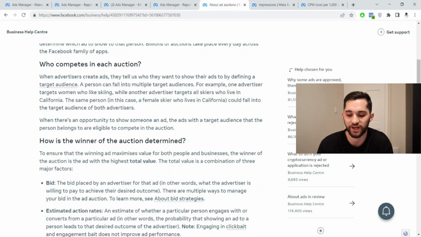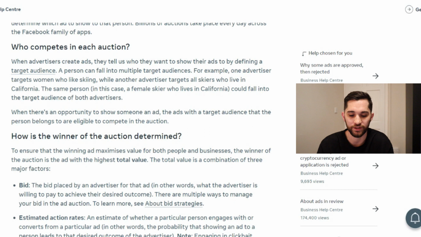So Facebook gives an example here. They say, for example, one advertiser targets women who like skiing, while another advertiser targets all skiers who live in California. The same person, in this case a female skier who lives in California, could fall into the target audience of both advertisers, and that's when an auction takes place.